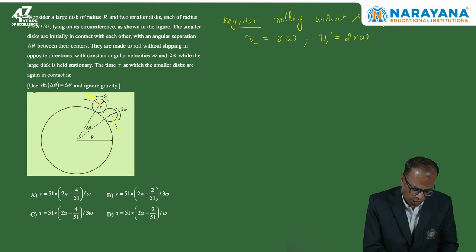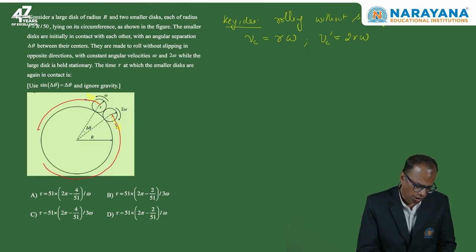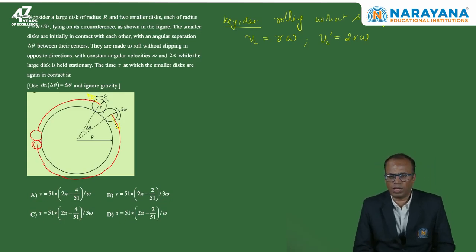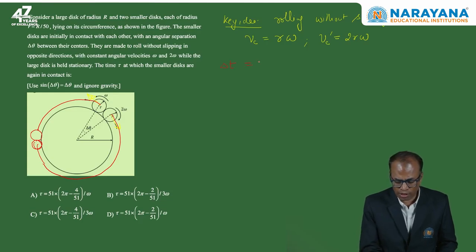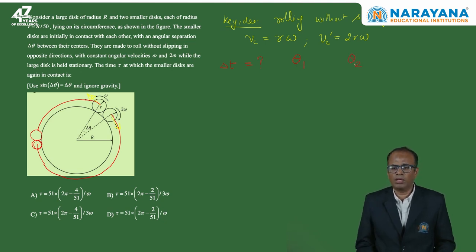So what happens is, now look at this situation carefully. The centers of the disks start moving in circular paths and they meet after some time. So now this question becomes something like two particles are moving in a circle. One of them is going counterclockwise, the other one is going clockwise, and they meet each other. So we have to think of delta t, and one of the particles traverses theta 1 angle, the other particle traverses theta 2 angle.